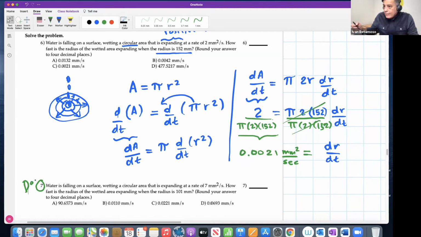Yeah, and the answer here was this. Notice this is the variation of the radius, so we don't need this, right? It's just millimeters per second because it's the variation of the radius. Be careful, I was still thinking of area. I think it's just millimeters per second.